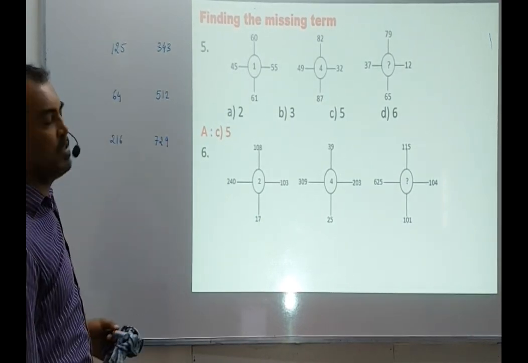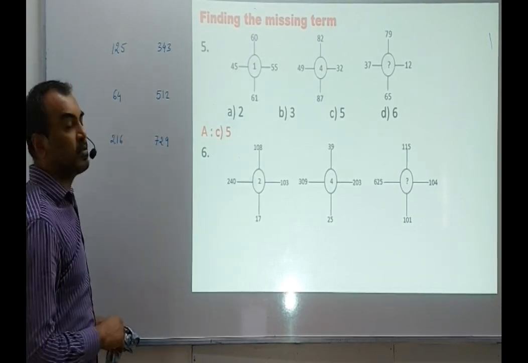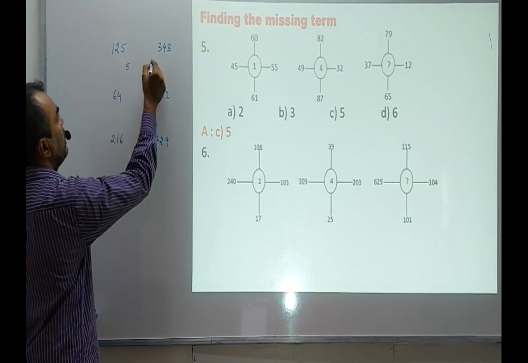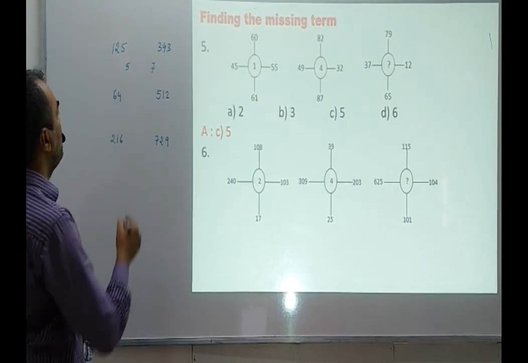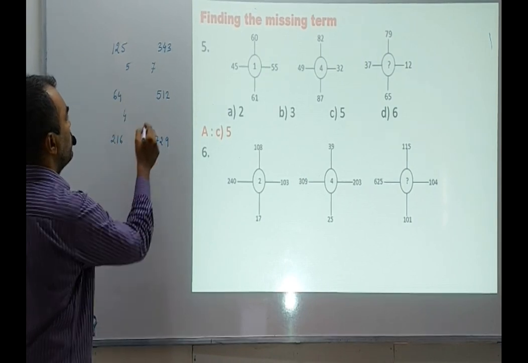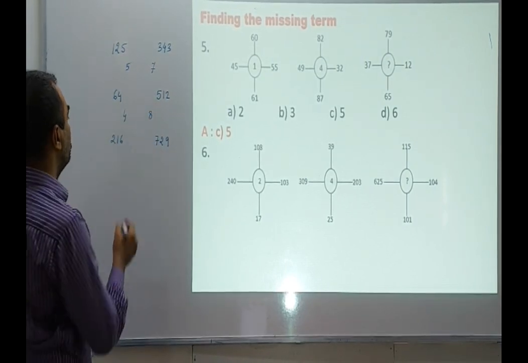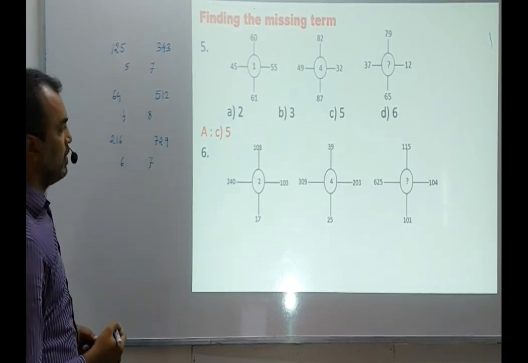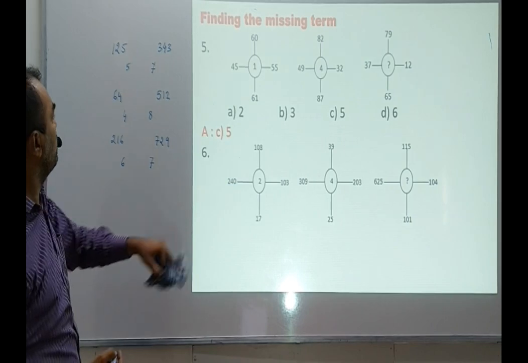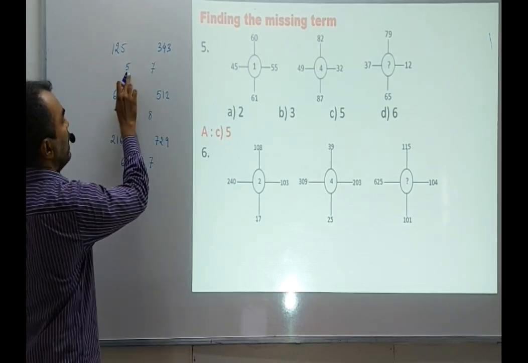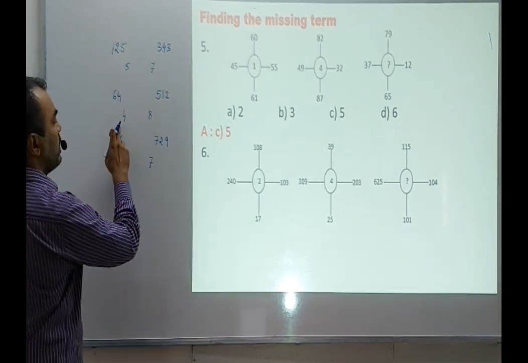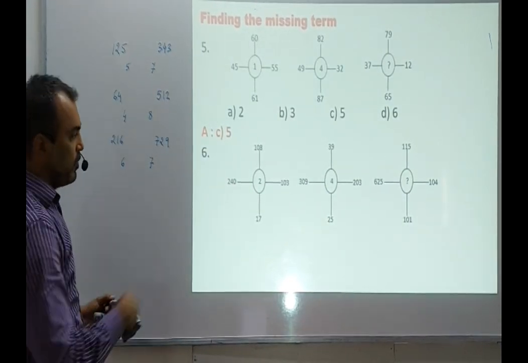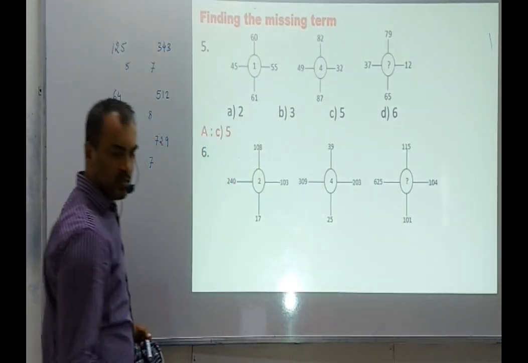Now what is the specialty of these numbers? These are not squares, these are cubes. 5 cube is 125. 7 cube is 343. 4 cube is 64. 8 cube is 512. 6 cube is 216. 9 cube is 729. Now I've got the numbers 2, 4 in middle. So 7 minus 5 gives me the 2. 8 minus 4 gives me the 4. So 9 minus 6 should give me a.